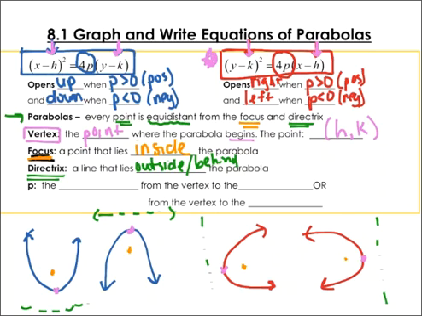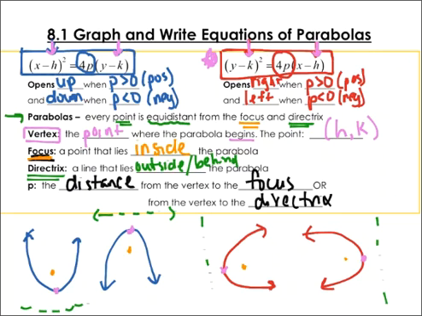So then we're coming to p. P is that new variable that we were looking at here. P is just the distance. So it's going to be a variable that represents the distance, from the vertex to the focus, or from the focus to the directrix.